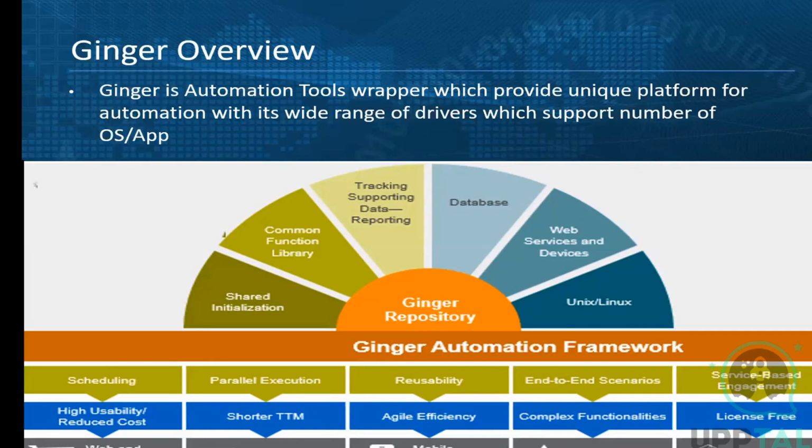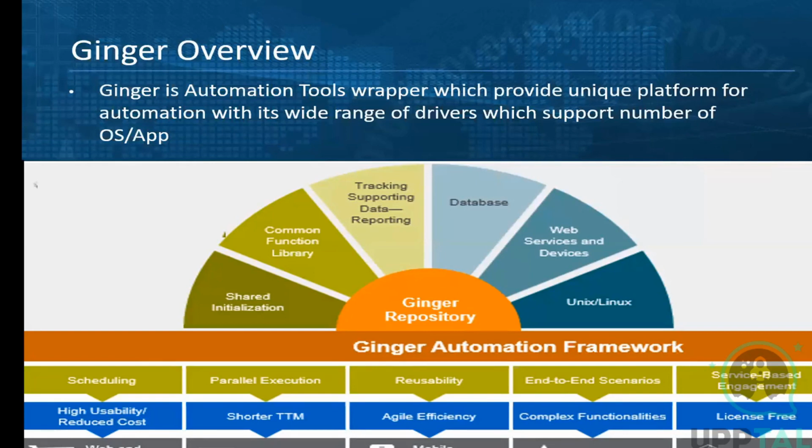Okay, so every day we want to run these 50 scenarios and get a good report, good tracking of these scenarios. That can be easily achieved via Ginger. Okay, so good support in terms of tracking, reporting, and supporting data. Now, what is supporting data?